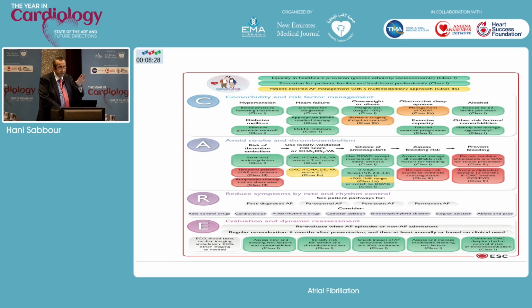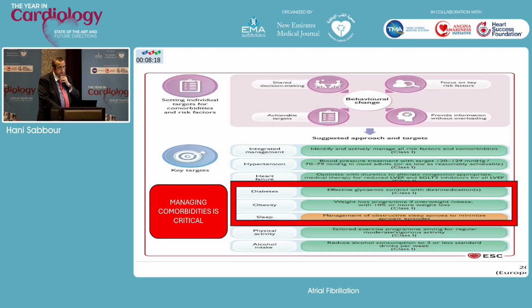So this is too complex to go through in a short lecture, but it is telling us that you can prevent the onset of AFib by careful management of hypertension, obesity, heart failure, sleep apnea, and also alcohol avoidance. So there's a whole section here on managing comorbidities. There's a section here on diabetes and glycemic control. Particularly, they talk about obesity.